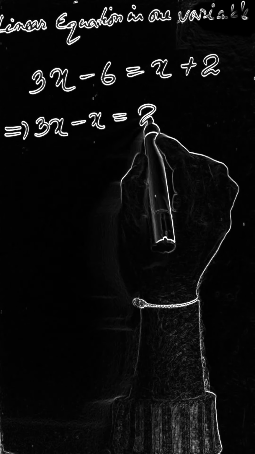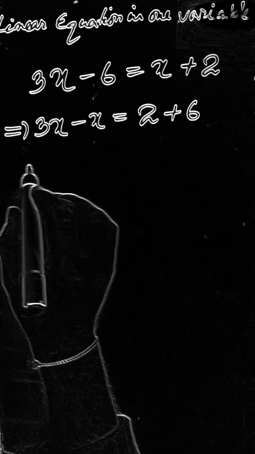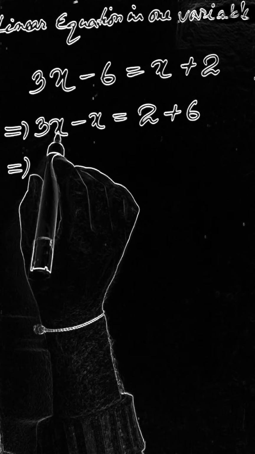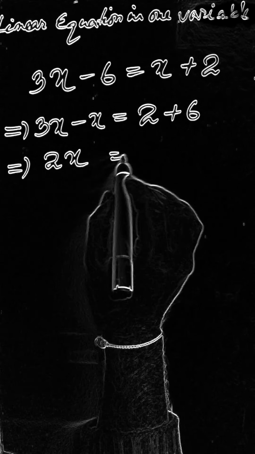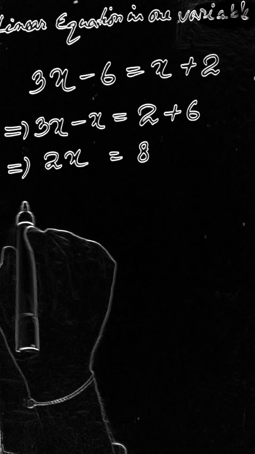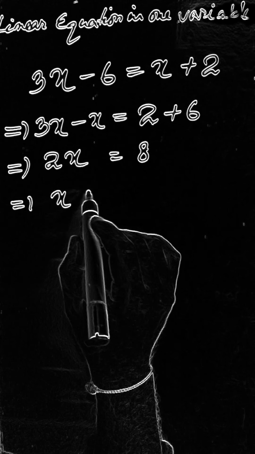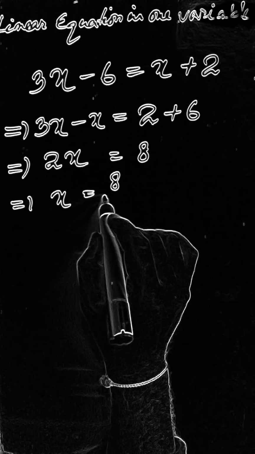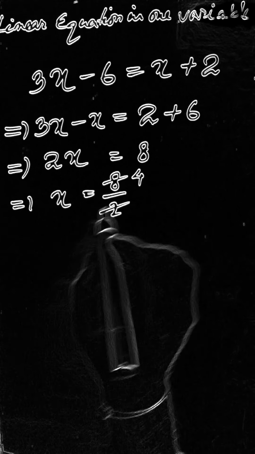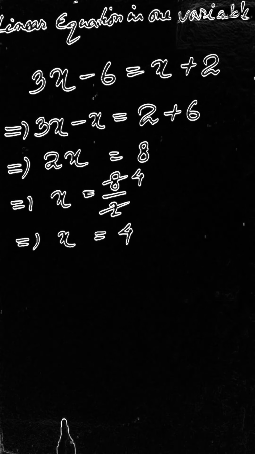Now 2 is here. When minus 6 goes to the other side, it will be positive 6. So we get here 3x minus 1x, that means we get 2x equals 2 plus 6, we get 8. So x, when 2 goes to the other side, this multiplication will be changed into division. So 8 divided by 2. 2, 4, 8. That means x will be how much? 4. So now we get the value of x as 4.